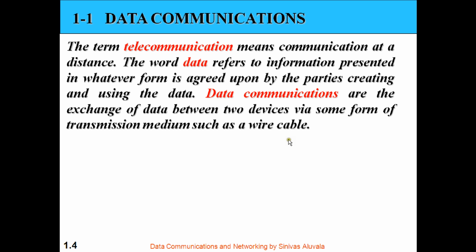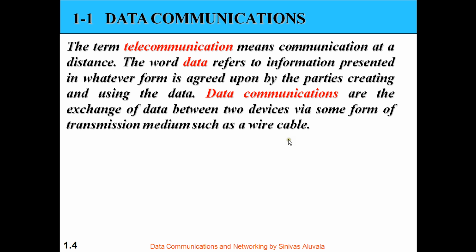Before we know what data communication is, let us first know what data and information are. Data refers to information presented in whatever way is agreed upon by the parties creating and using the data. Data communication is a process of exchanging data or information. In the case of computer networks, the exchange is done between two devices over a transmission media.